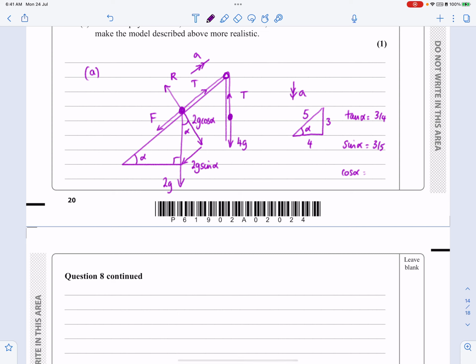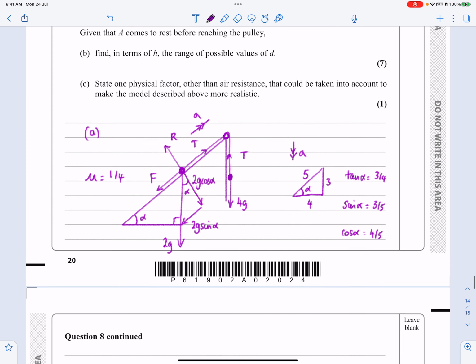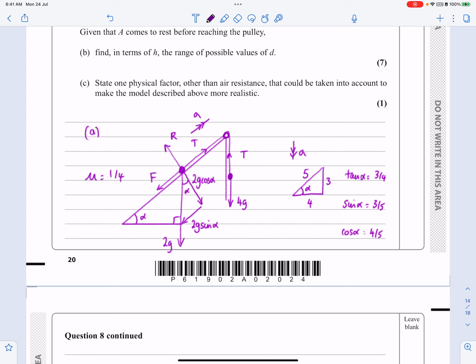Sine alpha, opposite over hypotenuse. Cos alpha, adjacent over hypotenuse. So I've got rid of that little bit there. And while I'm at it, the other piece of information I haven't said so far is that mu is going to be equal to 1/4. Right, brilliant. Once I've got that diagram done, I'm now good to go with what I'm going to do.